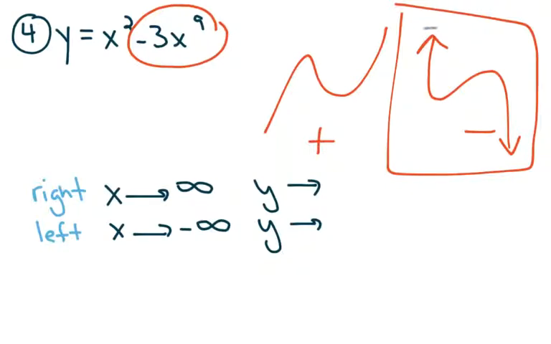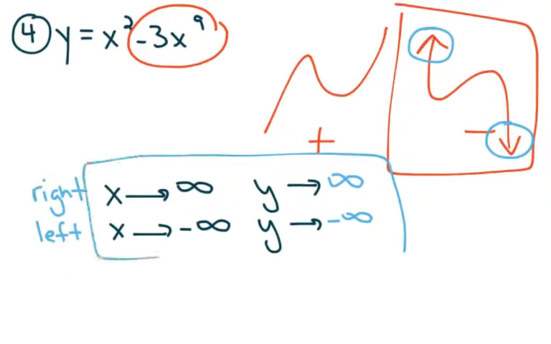So the left side of the graph is going to go up, so it's going to go to positive infinity. And the right side of the graph is going to go down, so it's going to go to negative infinity. So this is the end behavior. It needs to be written in this format regardless of how your Algebra 2 teacher taught it to you.